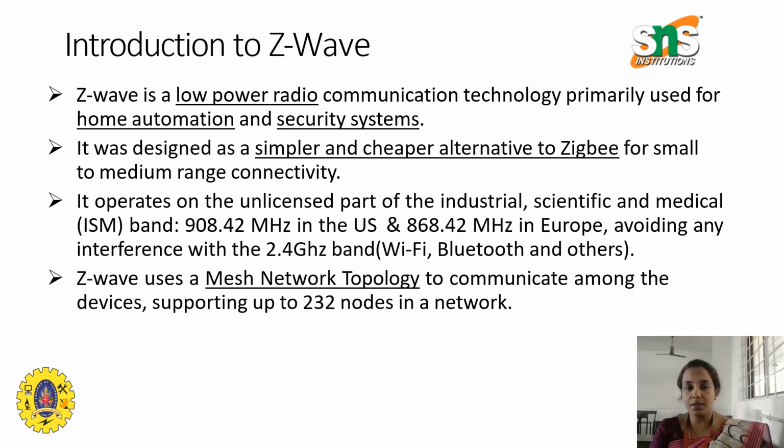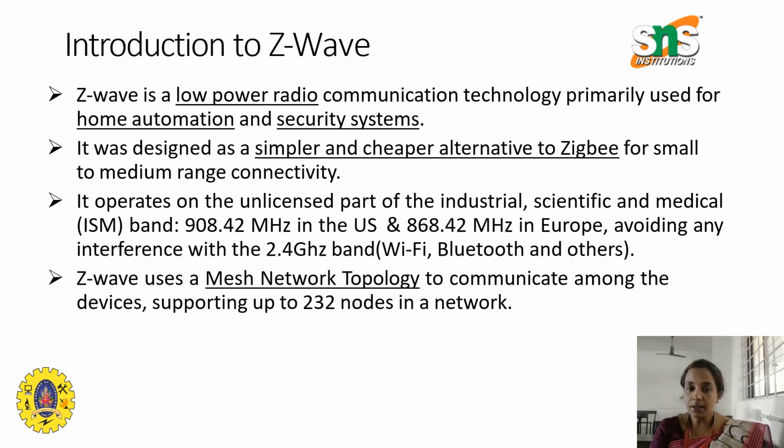The next one is Z-Wave. The Z-Wave communication protocol is a low power radio communication technology primarily used for home automation and security systems. It was designed as a simpler and cheaper alternative to Zigbee for small to medium range connectivity. It operates on the unlicensed part of the industrial, scientific, and medical band.